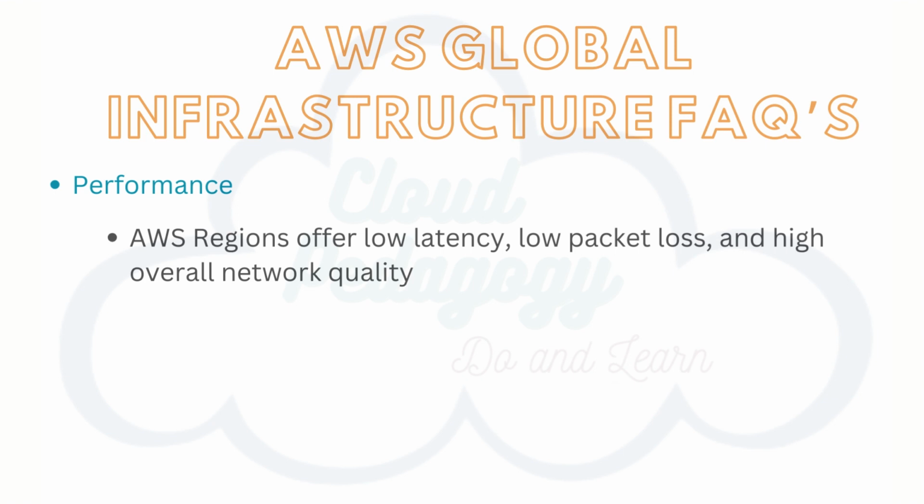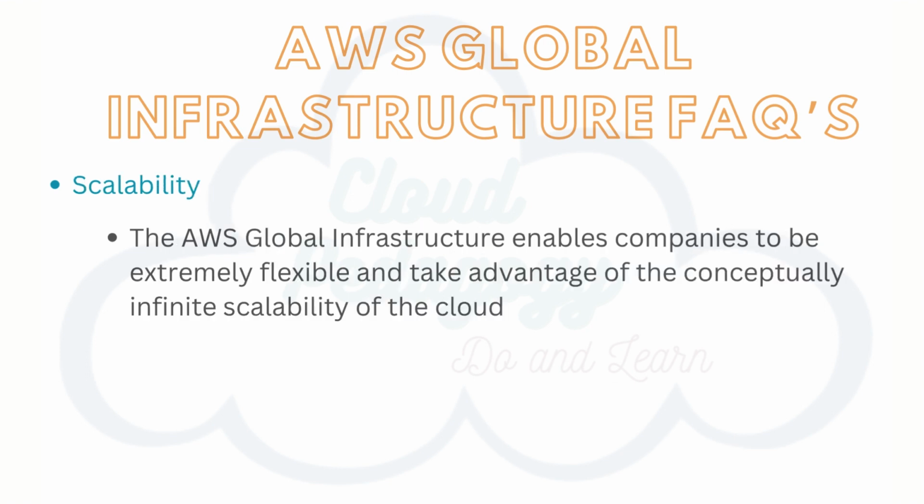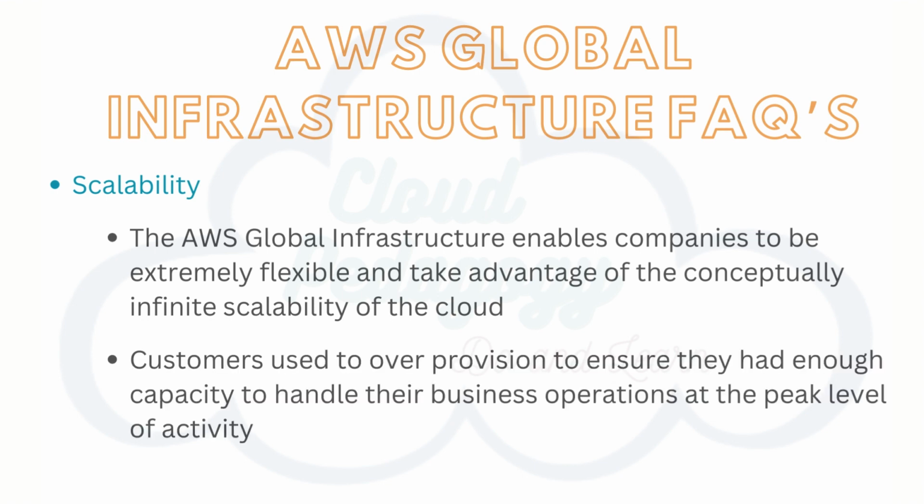Next, performance. The AWS global infrastructure is built for performance. AWS regions offer low latency, low packet loss, and high overall network quality. Next benefit, scalability. The AWS global infrastructure enables companies to be extremely flexible and take advantage of the conceptually infinite scalability of the cloud. Customers used to over-provision to ensure they had enough capacity to handle their business operations at a peak level of the activity.